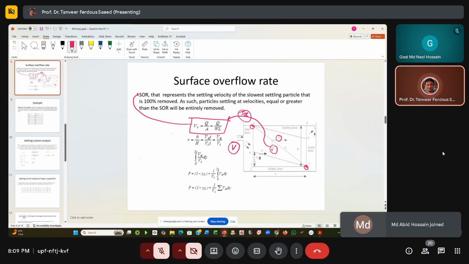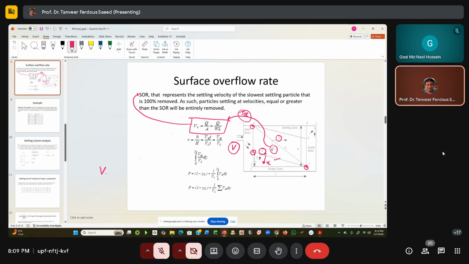Now, let us assume there is another particle at this point. If this particle is removed 100%, that means the resulting path will be from B to A, this dotted line. Again, the horizontal component is similar to the flow velocity, and the settling component, that means the vertical component, is VA. Now, if VA is less than S1, then what will happen?